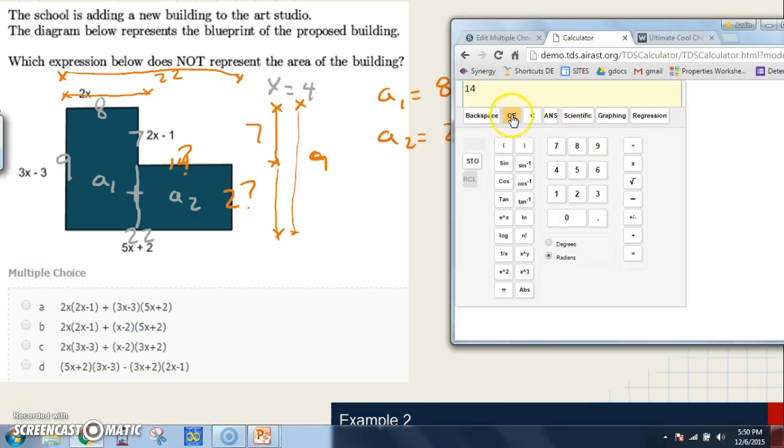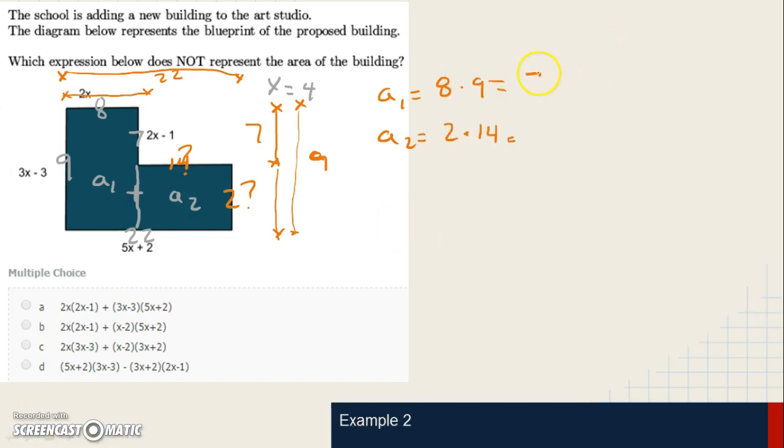So 8 times 9 plus 2 times 14 equals 100. So we got 72, we got 28, and we know that the area total is 100. Now let's go see if we can do that fast method here. So 2x is 8. 2x minus 1, that was 7. So 8 times 7 plus 3x minus 3, that was 9. 5x plus 2, that was 22.